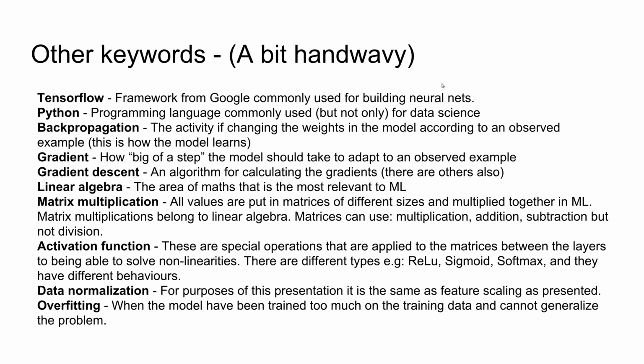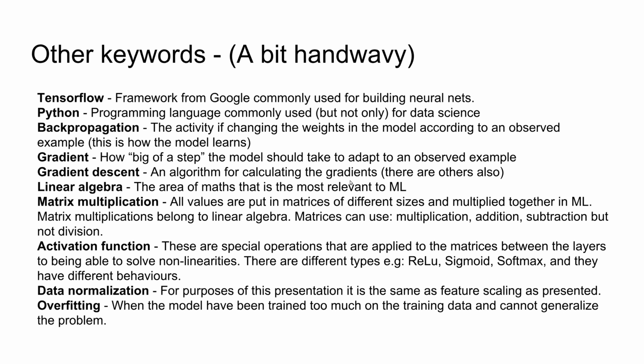The backpropagation I mentioned, and backpropagation is the activity of changing the weights in the model according to an observed example, the label, basically. And this is how the model learns. The gradient is also related to this, and the gradient means basically how big of a step towards the observed label you take, how much should the model change when it is correcting itself and learning. And the gradient descent is a specific algorithm for calculating this. And there are others for this. This is the most common, and there are a couple of implementations and improvements on the vanilla gradient descent.